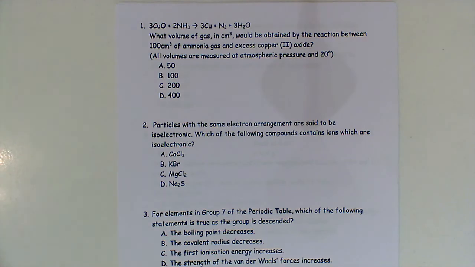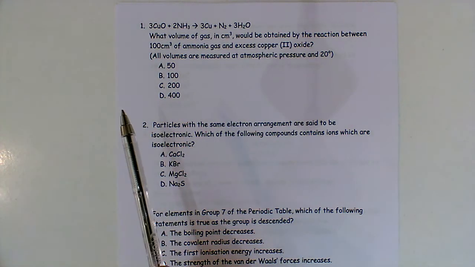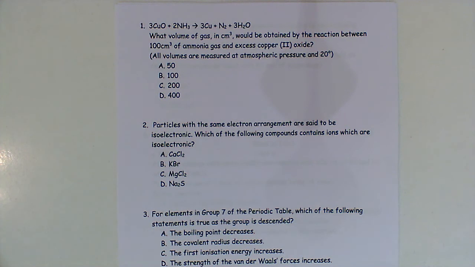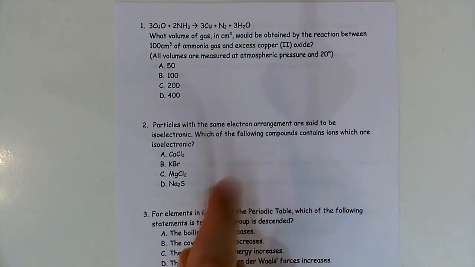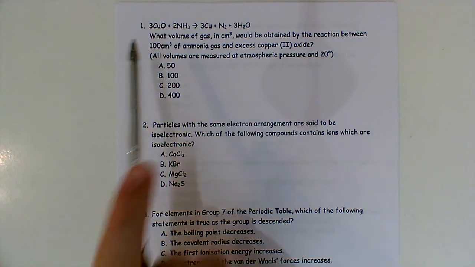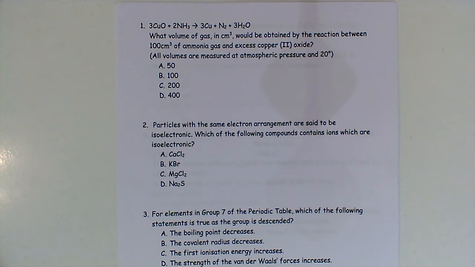So, my first question, I've got an equation, it's a balanced equation. Got copper oxide, ammonia reacting to form copper, nitrogen and water. I've got no state symbols, so that in my head triggers look for temperature, because I've got water, I need to look at temperature, I need to know what state these are going to be in. Now it says, what volume of gas in centimetres cubed would be obtained by the reaction between 100 centimetres cubed of ammonia gas and excess copper oxide?